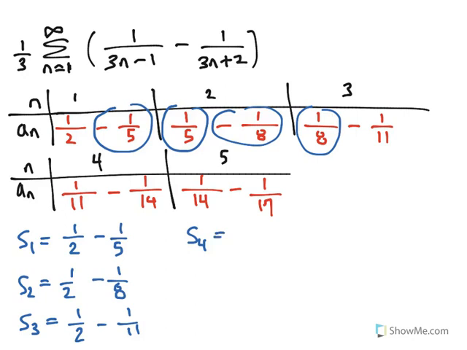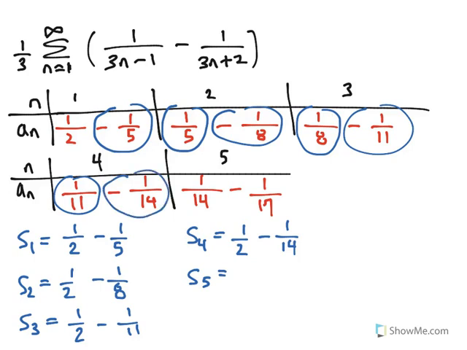The fourth partial sum, when you add the first four terms, what we've already circled in blue will add to give us 0, and negative 1/11 and 1/11 will also add to give us 0. So we'll have 1/2 minus 1/14. And the fifth partial sum, again, everything that we've already circled in blue will add to give us 0, and also negative 1/14 and positive 1/14 will add to give us 0. So we'll have 1/2 minus 1/17.